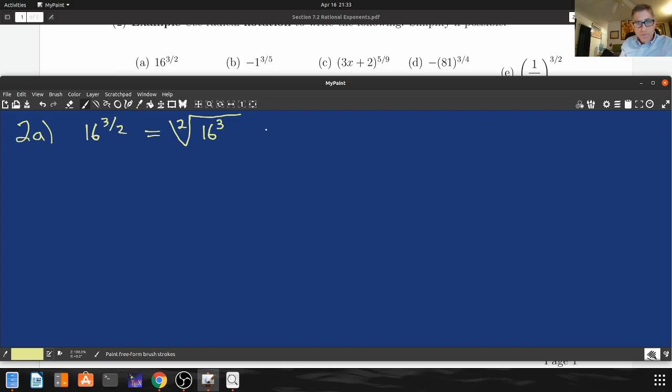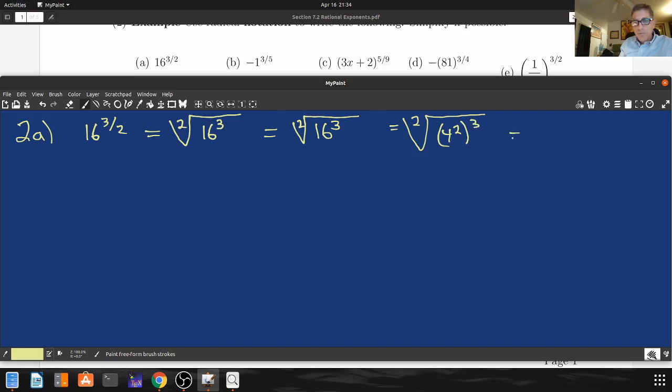But remember, when my index is 2, that's the same thing as the square root of 16 cubed. I'm going to keep the index in there. Sometimes it's helpful, because in order to find the answer here, I want to somehow express 16 cubed as some type of a square. So 16 is equal to 4 squared. So 16 cubed is 4 squared cubed.